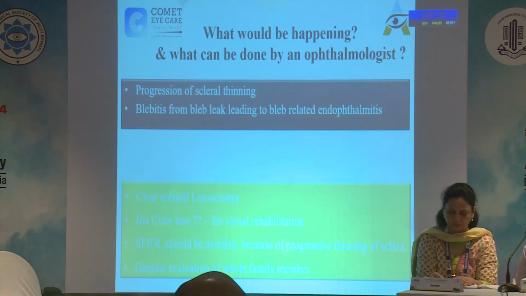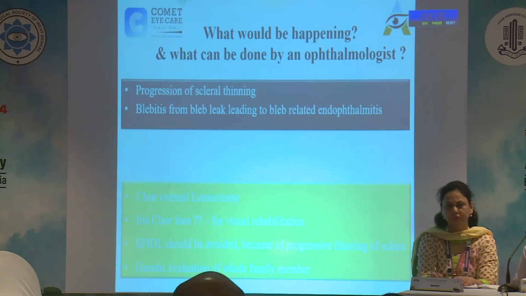So there might be progression of sclera thinning because of the genetic deficiency, and blebitis from the bleb leak leading to bleb-related endophthalmitis in other areas where the spontaneous bleb is formed. In these scenarios, what can be done? A clear corneal lensectomy can be done. Iris claw lens, question mark, because there are patchy areas of atrophy. SFIOL also should be avoided because of progressive thinning of sclera. So a contact lens might be given in such scenarios after doing a clear corneal lensectomy.